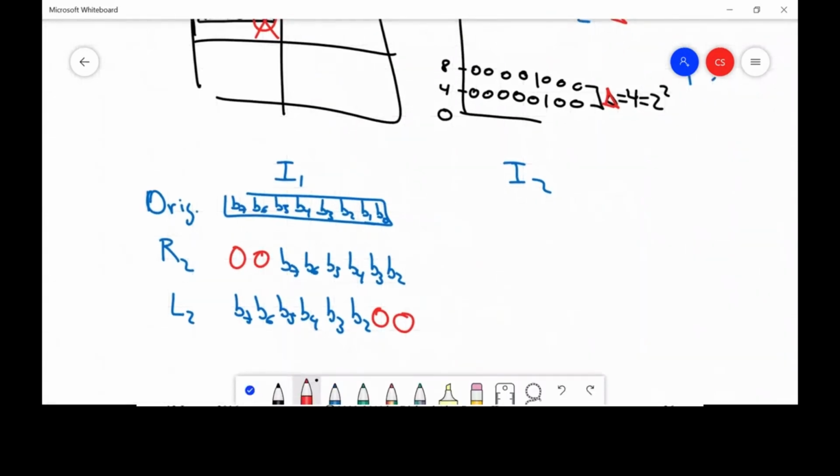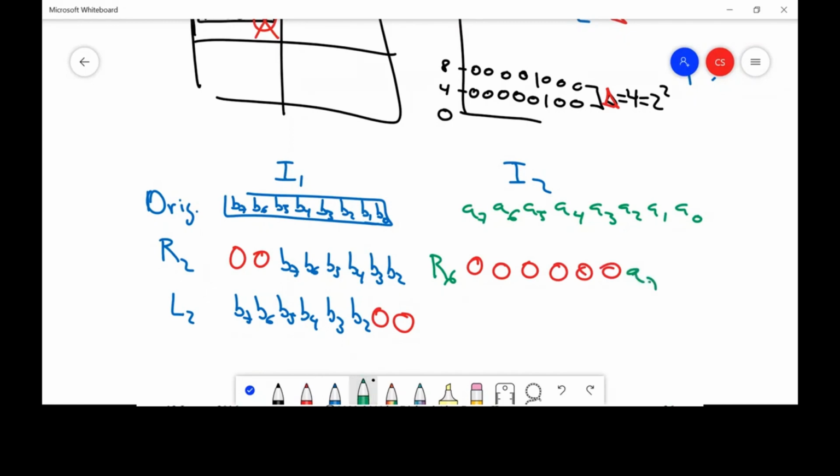Now we have another image, I2. And to avoid mixing things, let's call its bits A7, A6, A5, A4, A3, A2, A1, A0. Now you do right shift by 6. So you have 0, 0, 0, 0, 0, 0, and then A7, A6.